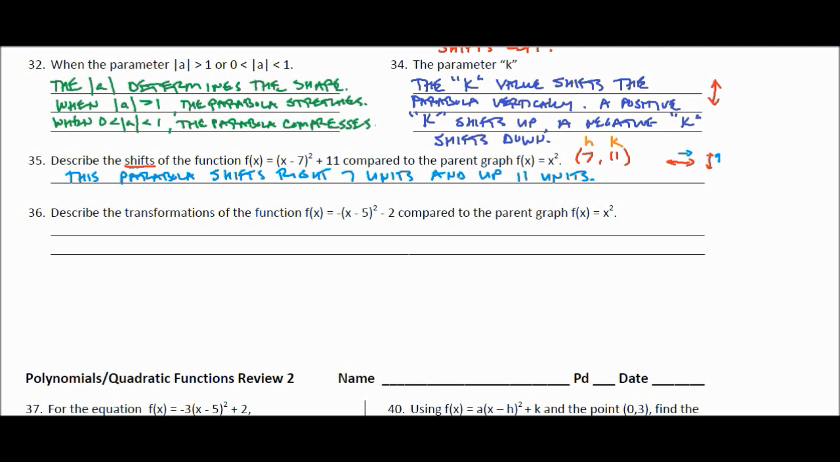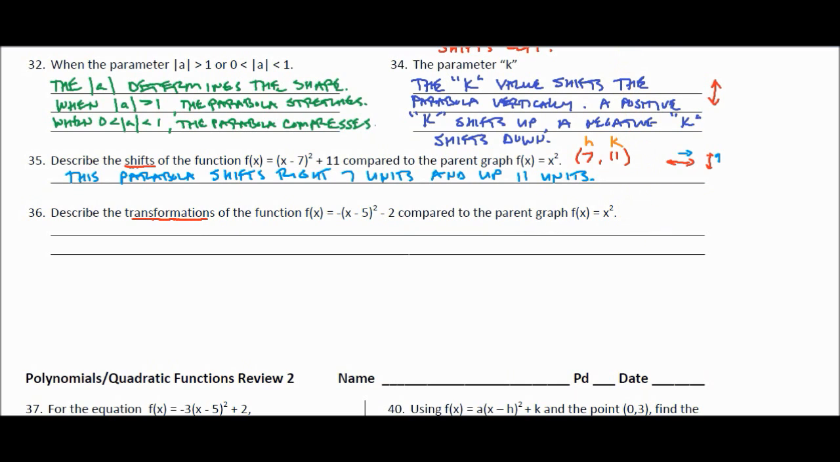Take a look at question number 36. Describe the transformations of the function negative x minus 5 squared minus 2 compared to the parent graph. Now, transformations, class, this is determining everything. A transformation can be a rotation, reflection, and a translation, which is what a shift is. So in this case, we're going to have to describe what A does, and H does, and K does.